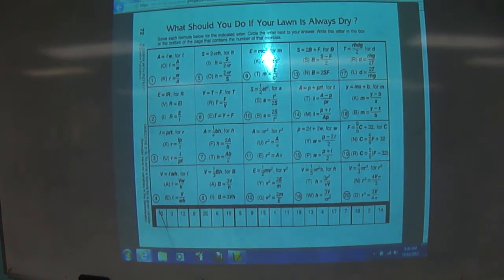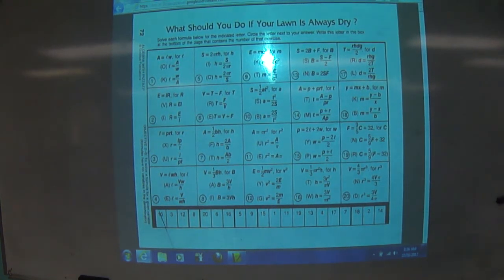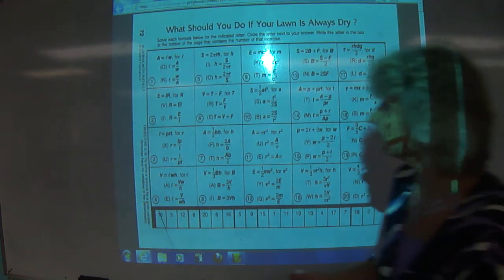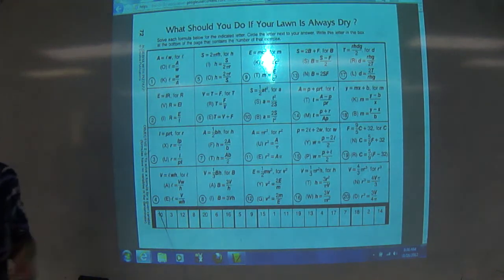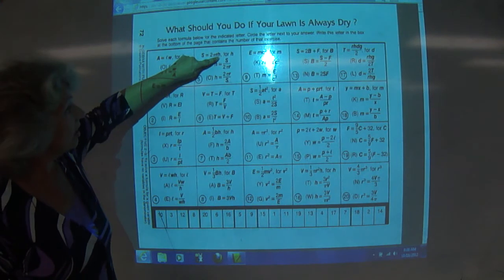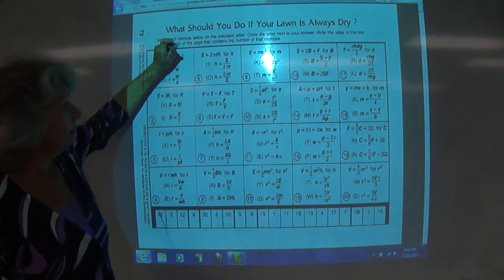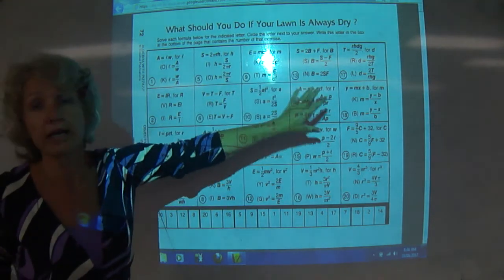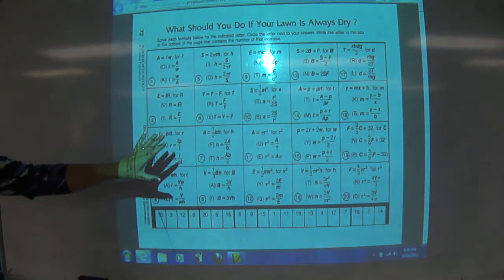Okay, what we're doing on this one is we are looking at manipulating equations. These are all equations that get used, again, in real-world situations. A equals length times width. We're just calculating the area of a rectangle, or square, if it's a special rectangle. 2 pi RH for h, okay? But what we're doing is we're finding out what a particular side is, okay?